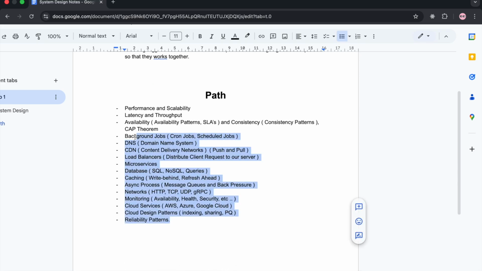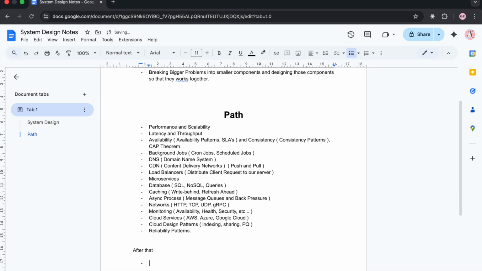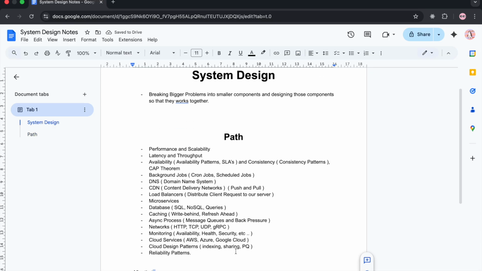So this is the path. After that, we will practice interview questions for system design. We will cover this also, right? This is important. So these are the things we will cover.